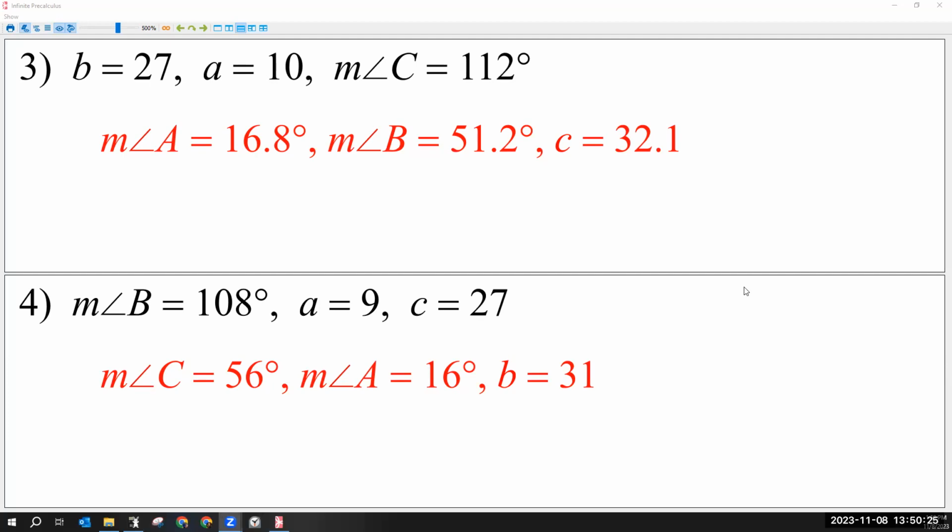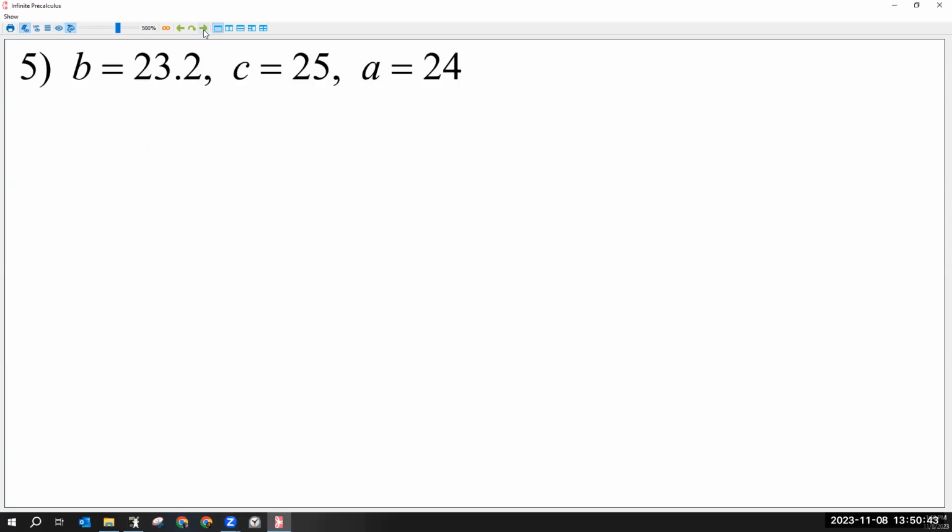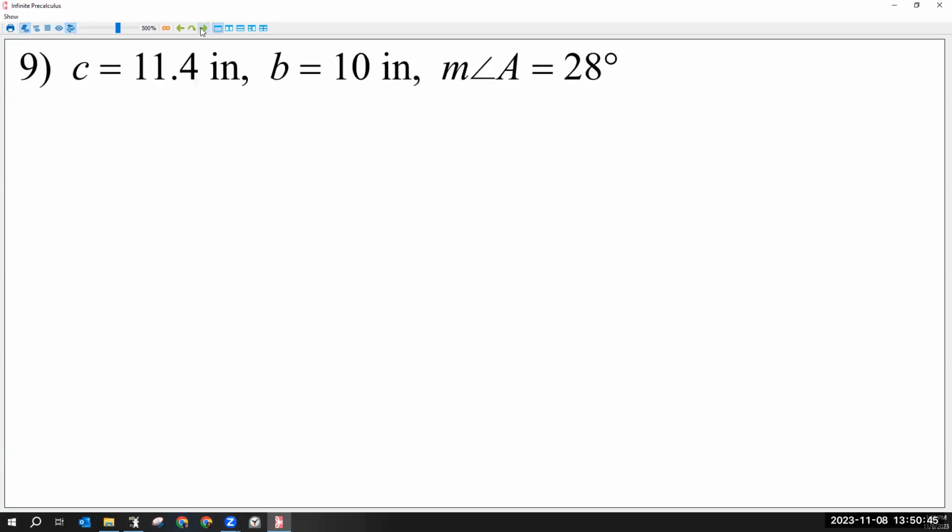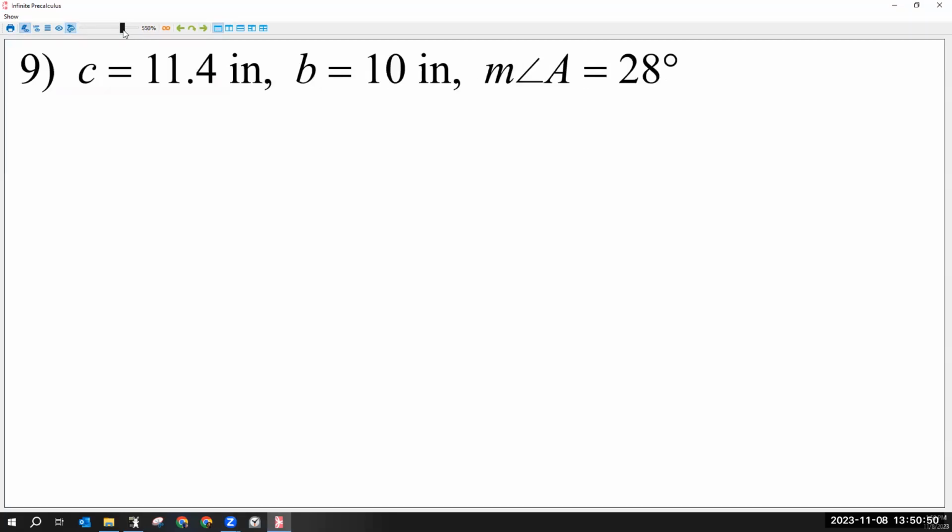All right. We are going to skip ahead just a little bit to number 9. Flip over to number 9. All right. So draw a picture of number 9's triangle. Okay. Just draw a picture of the triangle.